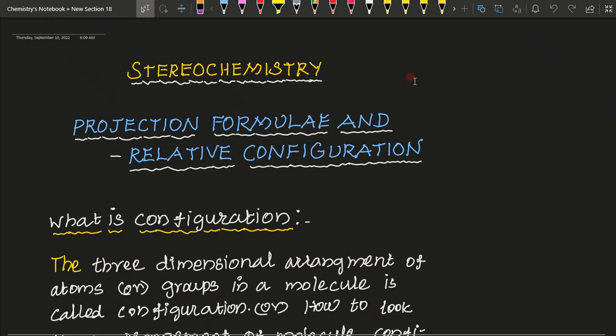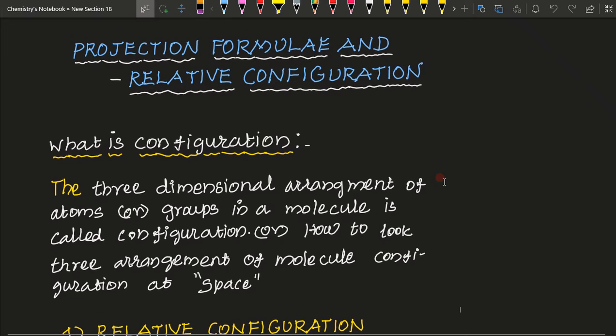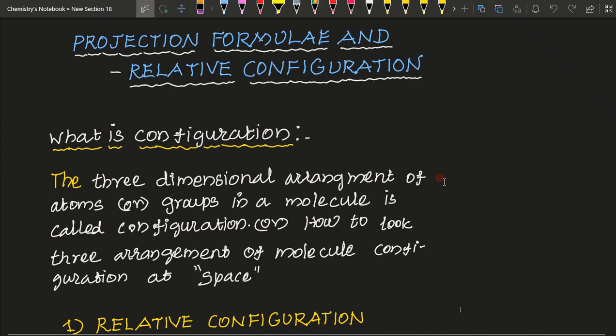Welcome to Chemistry Wide. Today we will see projection formula and relative configuration in stereochemistry. What is the configuration? Please see the definition first. The three-dimensional arrangement of atoms or groups in a molecule is called configuration.